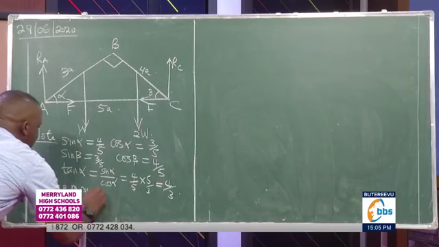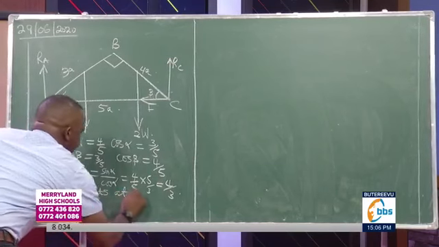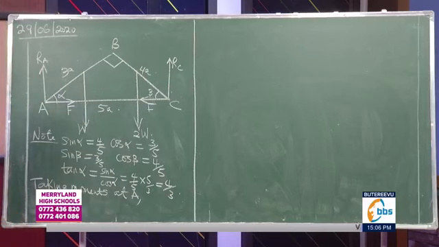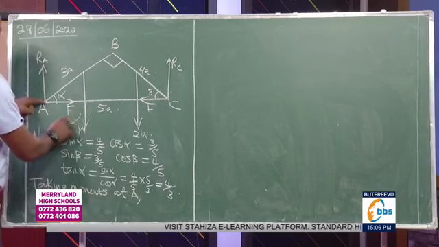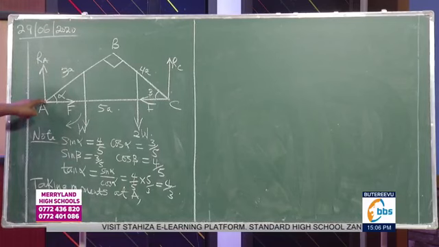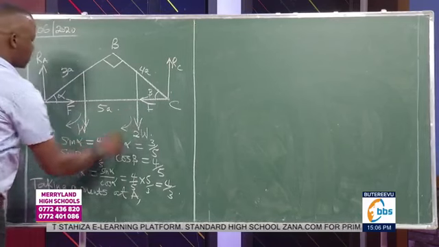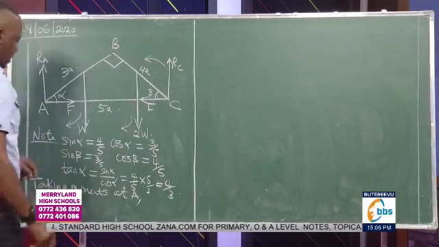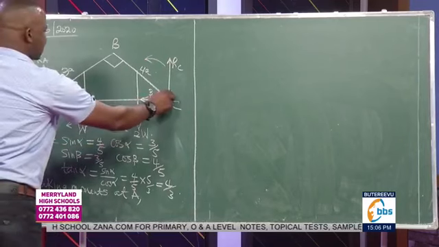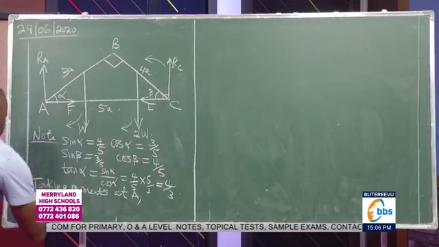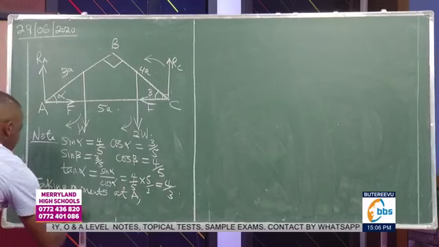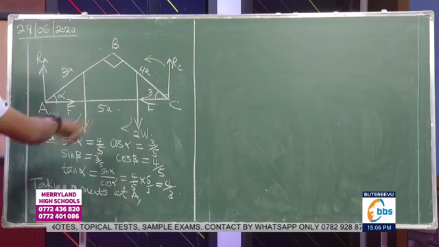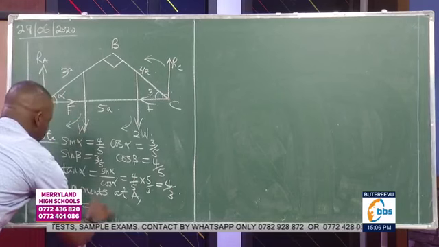Taking moments at A, I expect that from our previous lesson, we all know what a moment of a force is. If we are taking moments here, this W will be clockwise, this 2W will be clockwise, and the R will be anti-clockwise. So I'll start with RC. The perpendicular distance for RC is 5A. So we shall have RC times 5A in equilibrium with W.